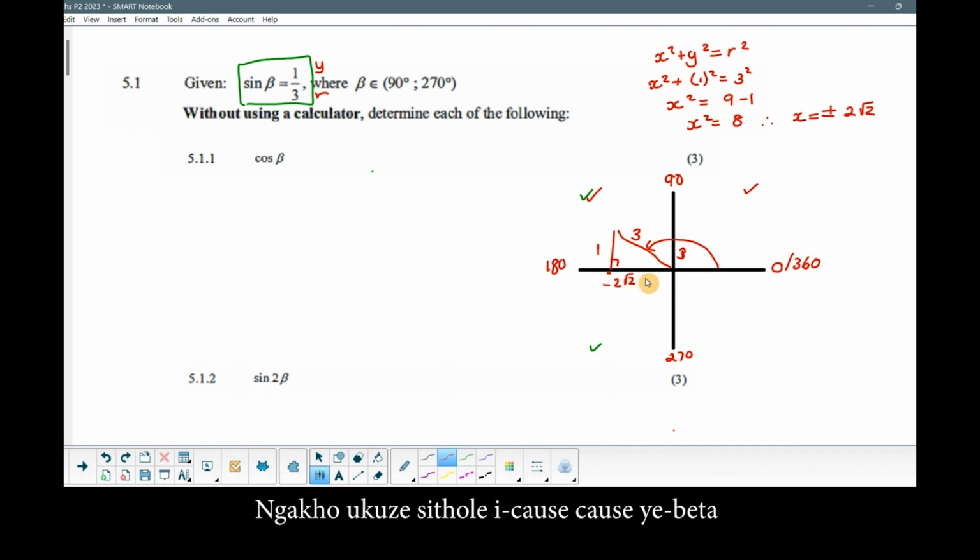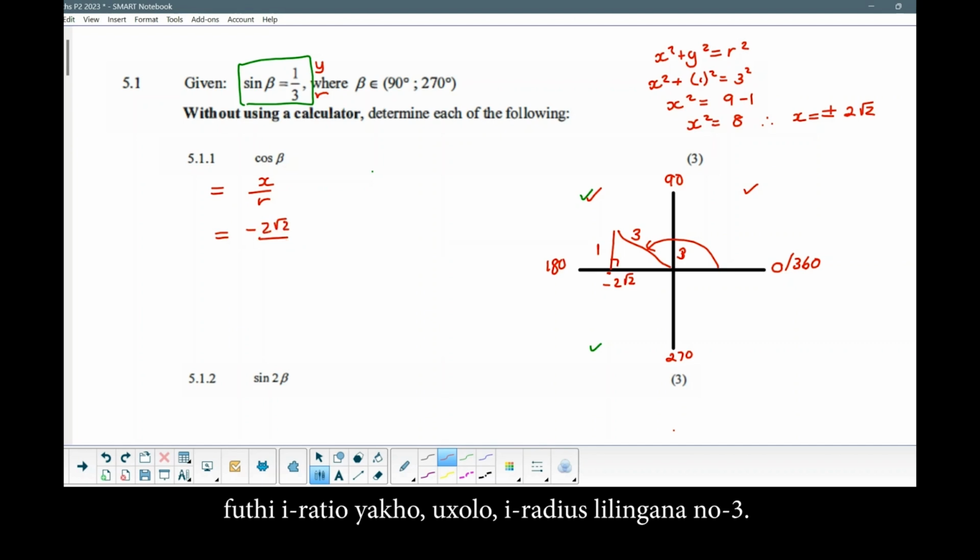So to work out cos of beta is equal to x over r. Your x value is negative 2 root 2. And your radius is equal to 3.